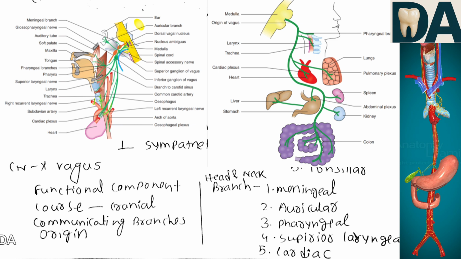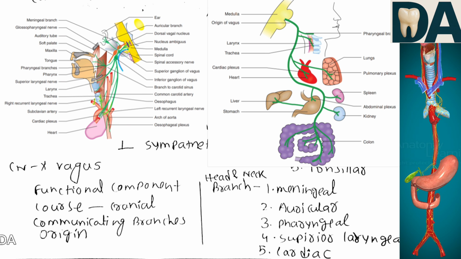Vagus nerve or 10th cranial nerve. It is known for its extensive course across the neck, thorax and abdomen. It is the longest cranial nerve and is named vagus. It is correlated with the word vagrant, which denotes wandering from one region to another. It is a mixed nerve with both sensory and motor fibers.